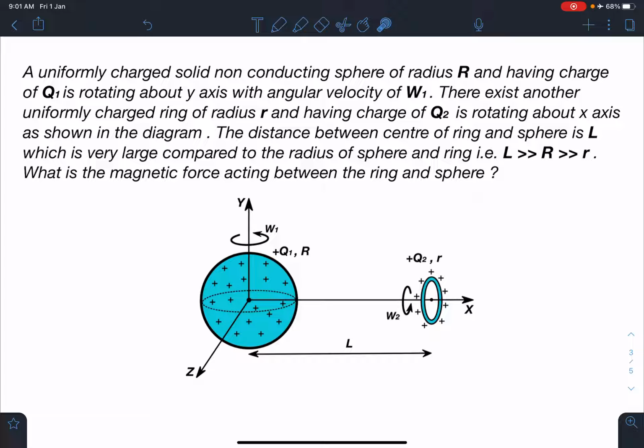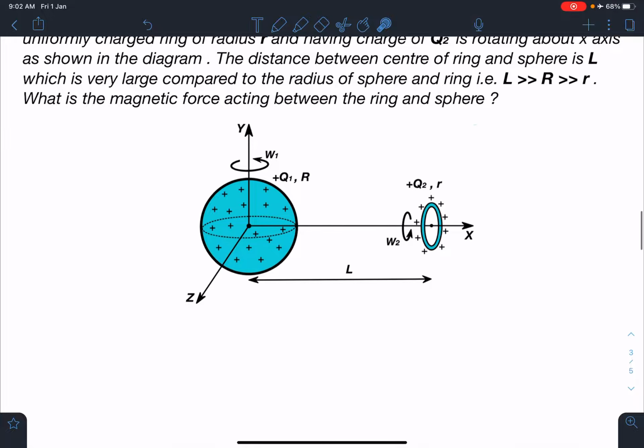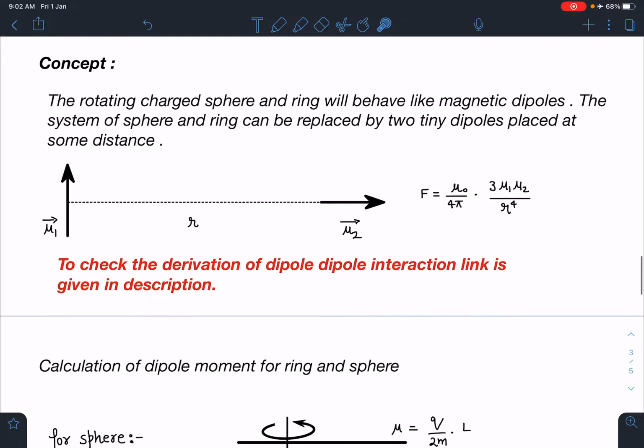So I'm going to tell you a shorter method, and it is in the continuation of the last video, which was dipole-dipole interaction. I think now you'll be getting the idea that we'll be treating this as one dipole and this as another dipole, and with the proper directions we can apply that logic here and calculate the force. So let's discuss the concept part of this problem.